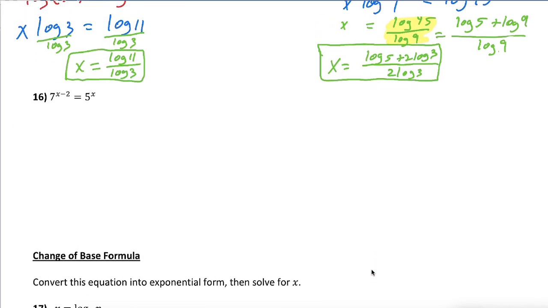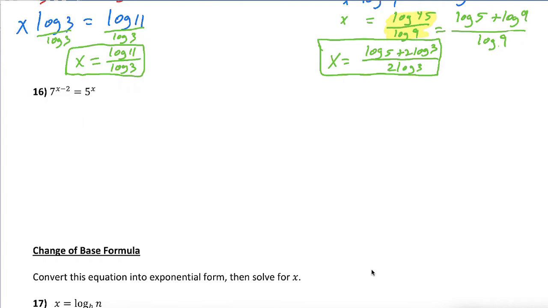Okay. And I will do one more here, because this one does get a little bit trickier, but the logic is the same. We're still looking at an exponential equation. We still want to get those exponents out. We want those x's out of the exponent, so we need logs to do it. So I will take the log of both sides. Log of 7 to the x minus 2 equals log of 5 to the x.